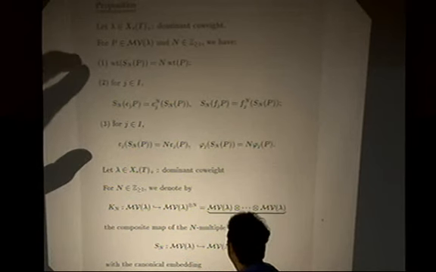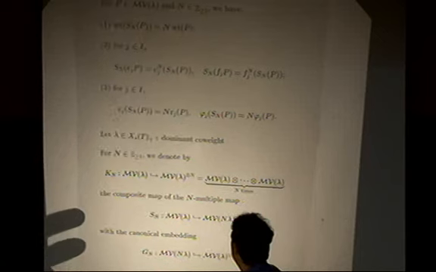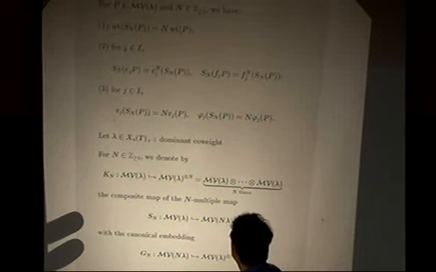Moreover, we obtain the following proposition. Let lambda be a dominant co-weight, and let P be an element of MV lambda and n a positive integer, we have the following. The first is weight of S_n P is equal to n times weight of P, and for each index j in I, S_n e_j P is equal to e_j^n S_n P, and similarly S_n f_j P is equal to f_j^n S_n P, and for each index j, epsilon_j S_n P is n times epsilon_j P, and phi_j S_n P is equal to n times phi_j P. But unfortunately, I didn't explain this notation, epsilon_j and phi_j.